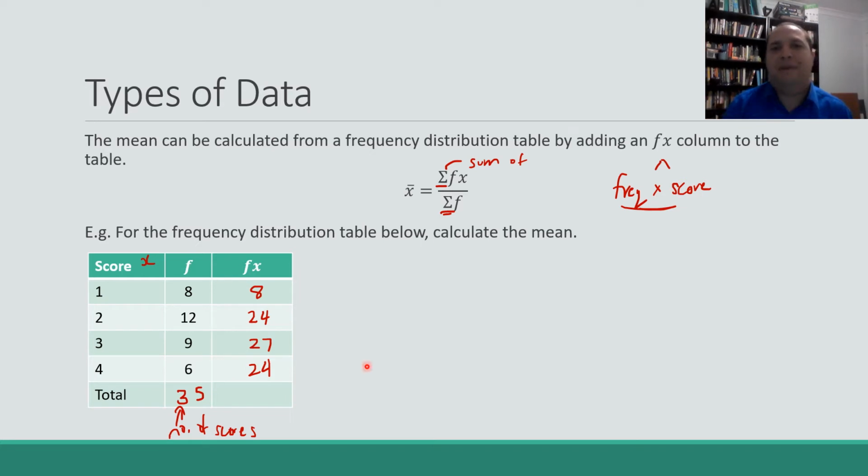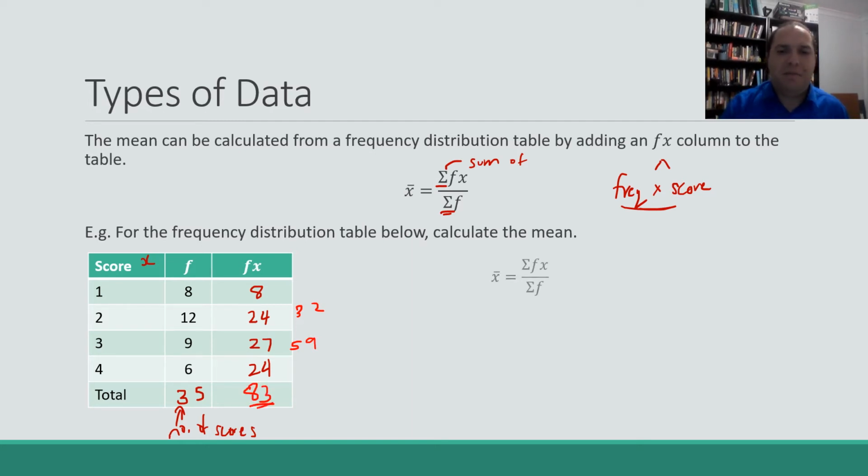So basically the fx column is adding up all our scores. And then we just need to add them all together. 8 plus 24 is 32. 32 plus 27 is 59. 59 plus 24 gives us 83.